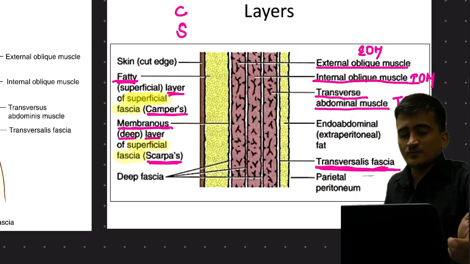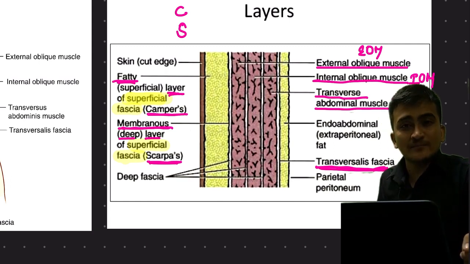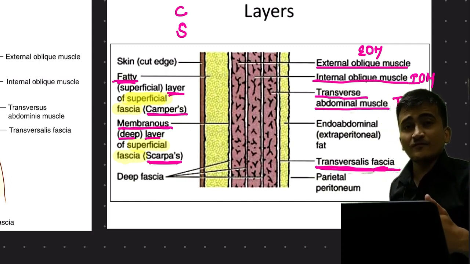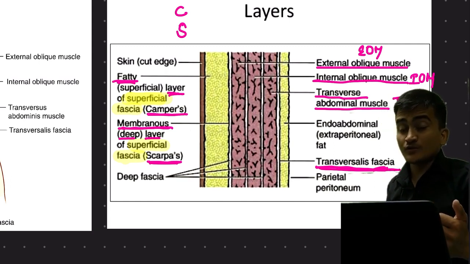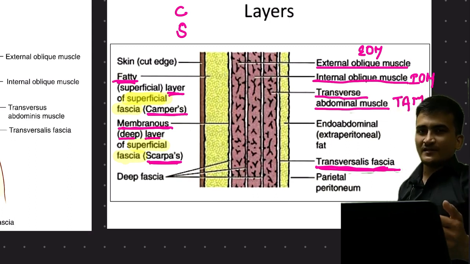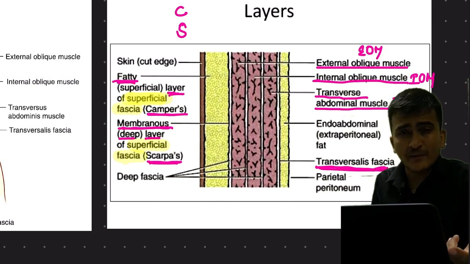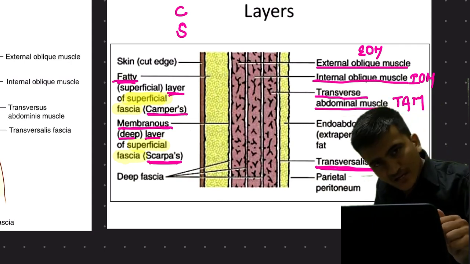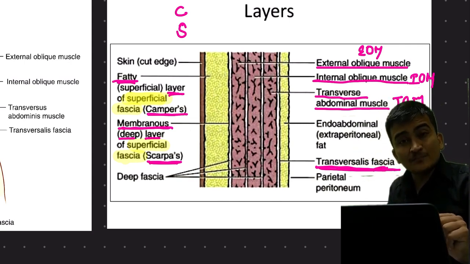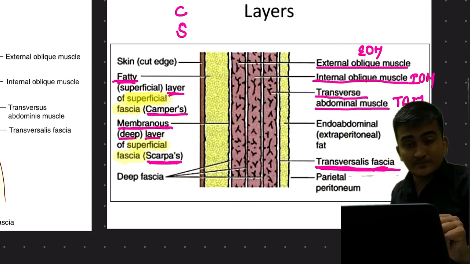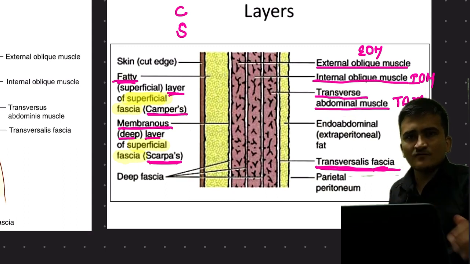Superficial fascia is of two types, right? The outer one, the fatty layer of superficial fascia, is also known as Camper's fascia. Now inside of that we'll get the membranous layer of superficial fascia, and it is also known as Scarpa's fascia. So now inside Scarpa's fascia, what will we get?